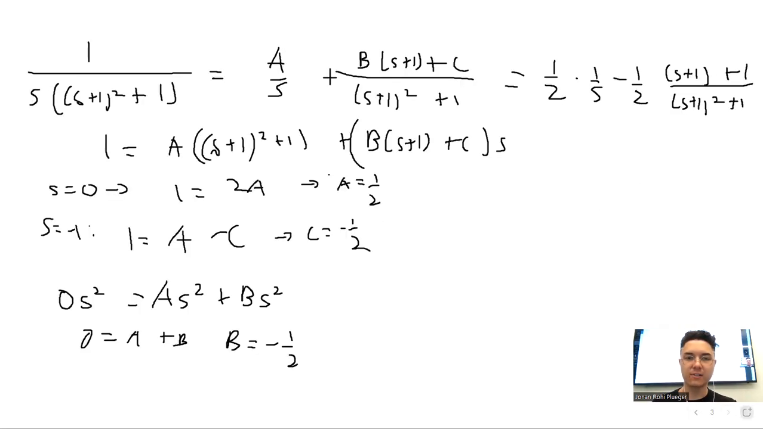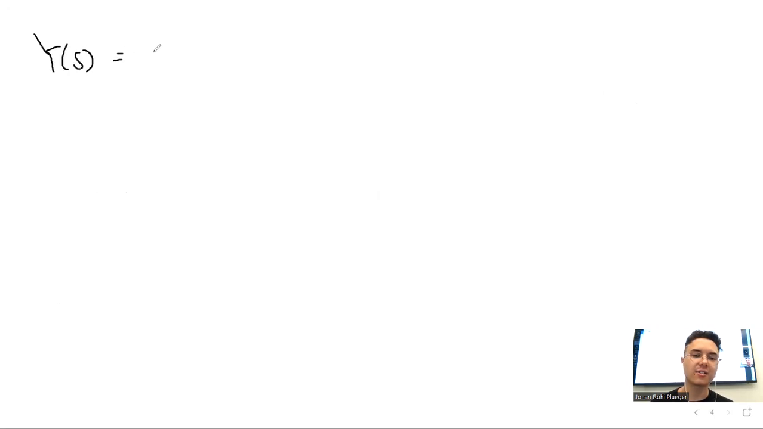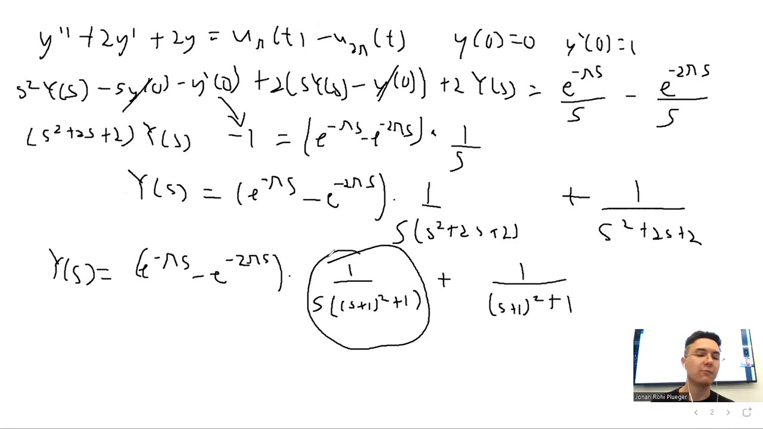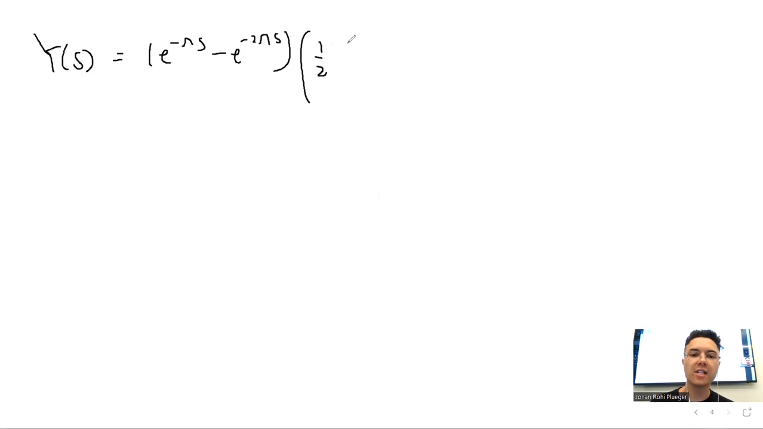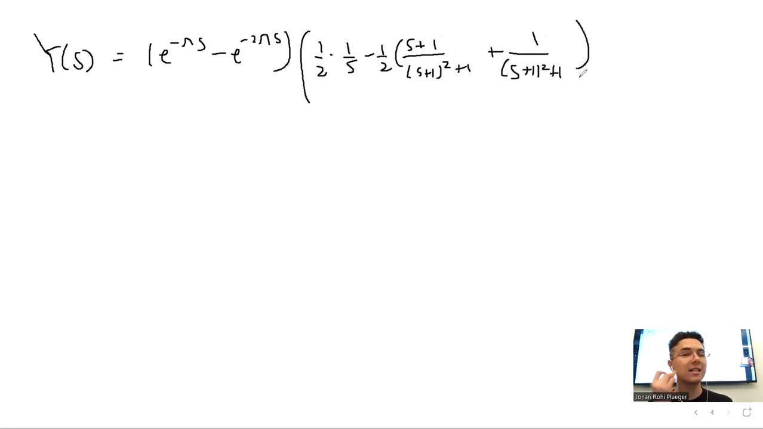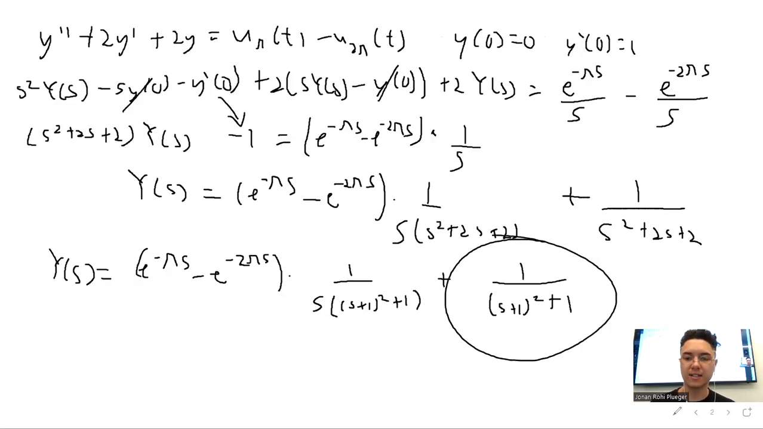So now I can plug this into our function over here. I'm going to rewrite it: e to the negative pi s minus e to the negative 2 pi s, and then plugging in for this thing, which we've just discovered is this thing: 1/2 times 1 over s minus 1/2 times (s plus 1 over s plus 1 squared plus 1 plus 1 over s plus 1 squared plus 1). And then finally, from over here, plus 1. Okay.